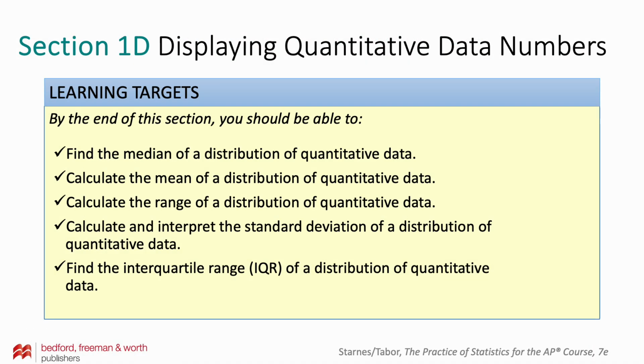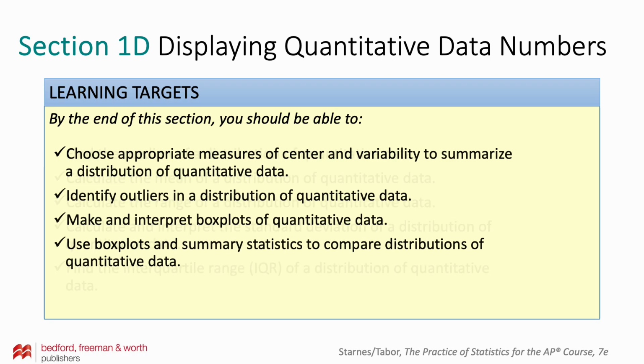By the end of this section, you'll be able to describe a data set using numbers. You'll calculate the mean and median, assess variability with range and standard deviation, and identify outliers using the interquartile range. You'll also learn to use box plots to compare data distributions. Now, bear with me, as this lesson is a little longer than the last ones.